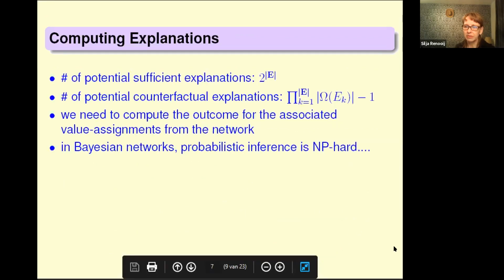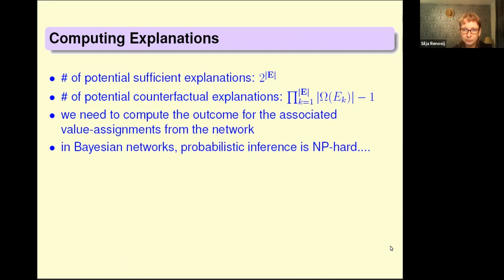Now there's an observation about what the complexity of computing them would be. First of all, if we look at the search space of all the possible outcomes, the number of potential sufficient explanations is exponential in the number of observed variables. And the number of potential counterfactual explanations is as big as the number of combinations of observations we could have had for those variables. That is worse, unless you have binary valued variables, in which case it would be the same.